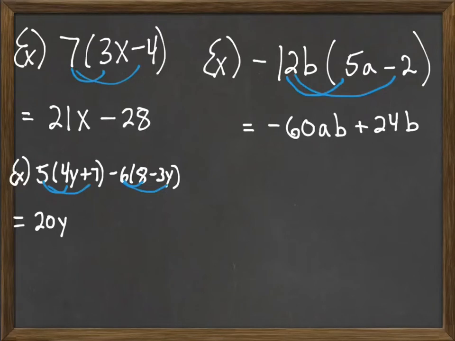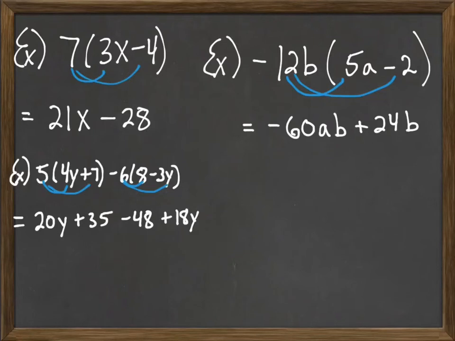So as we begin, 5 times 4y will be 20y. 5 times 7 will be a positive 35. And we continue, minus 6 times minus 8 will be minus 48. And then finally, minus 6 times a negative 3y. The two minuses there make that a plus 18. And of course don't forget the y.